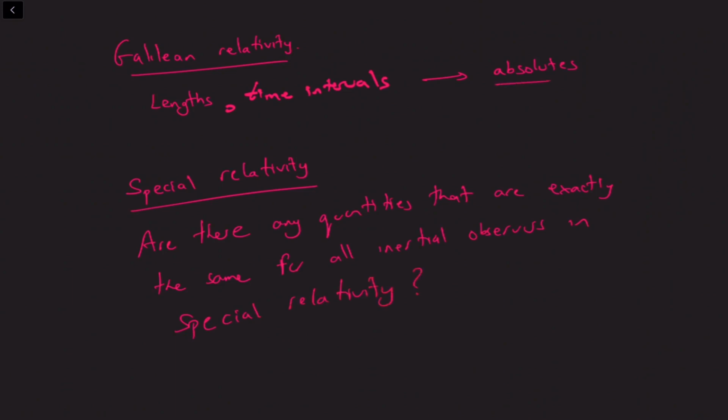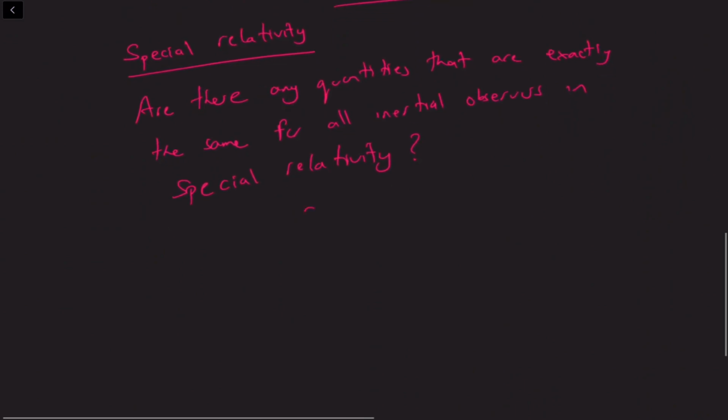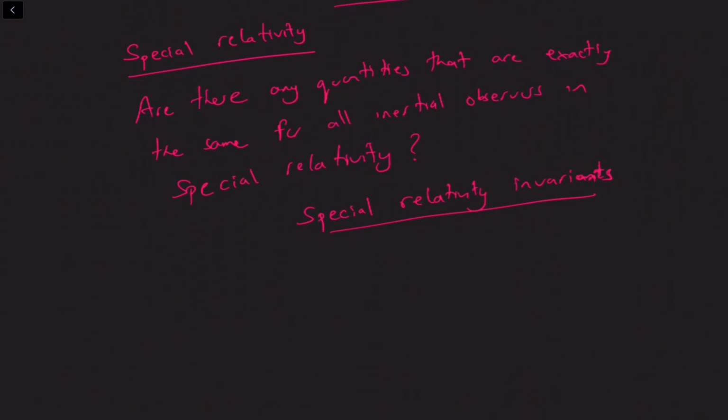Okay, so things which are absolute, which all inertial observers agree on, are called invariants. In particular, lengths and time intervals are called Galilean invariants because they do not change, or they're invariant, under a Galilean transformation. So what we want, in more formal language, is to find special relativity invariants, things that do not change when we switch from one inertial observer's description to another inertial observer's description.